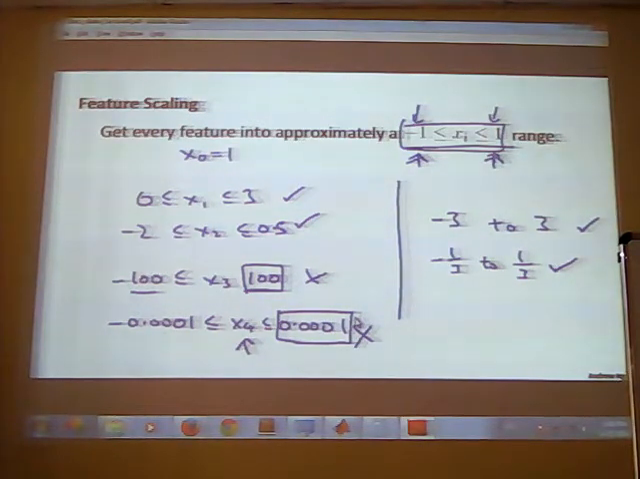In feature scaling, what we are trying to do is get every feature into approximately the range of -1 to 1. We will try to scale the features so that they range from -1 to 1. Say, if x0 equals 1, or suppose the value of x1 ranges from 0 to 3.